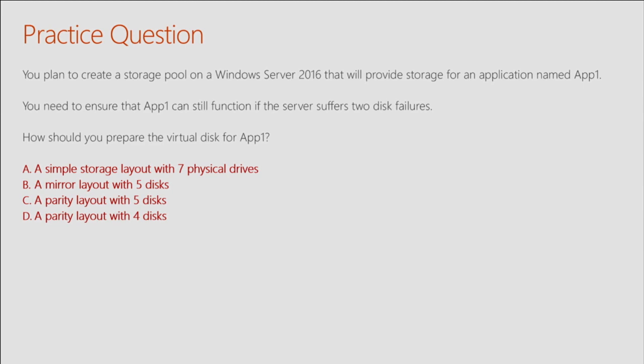Practice question. So let's say we're going to create a storage pool on a Windows Server 2016 machine that will provide storage for an application called App1. You need to ensure that App1 can still function if the server suffers 2 disk failures. Let's see who was paying attention. What should I create? Yes, sir. B, I heard C. I heard C and B and... I'm not sure. We've heard all sorts here.